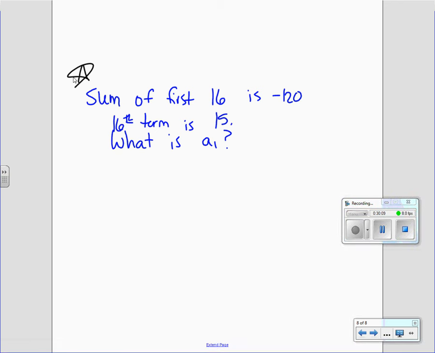Okay, what's important? The sum. So what formula do I use, black or purple? Purple. What goes in for S? Negative 120, because the sum is negative 120, so that goes in for S. Do I know what N is? 16, very good. N stands for the number of terms. Well, I have 16 of them. Okay, sorry. This should say 16 terms. So 16 is N.